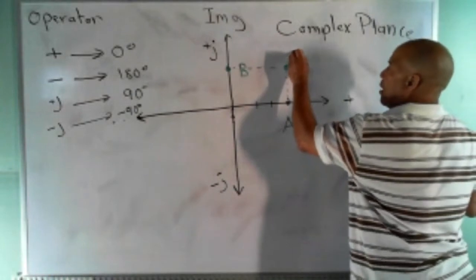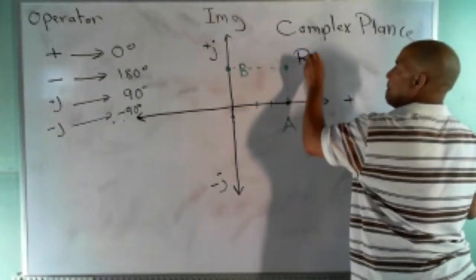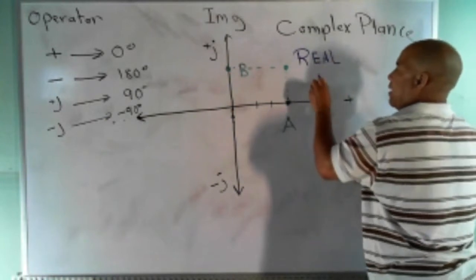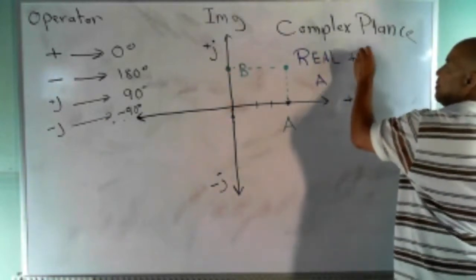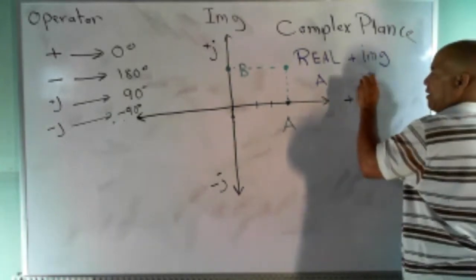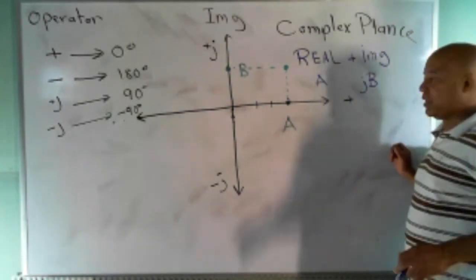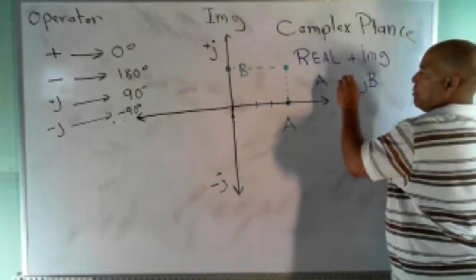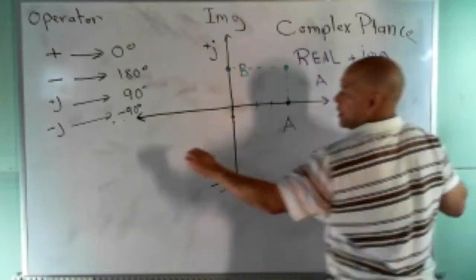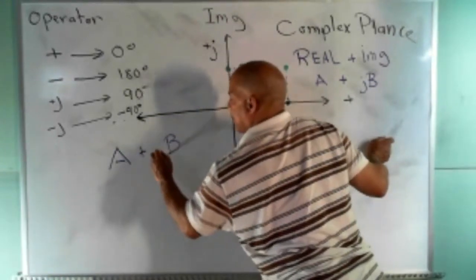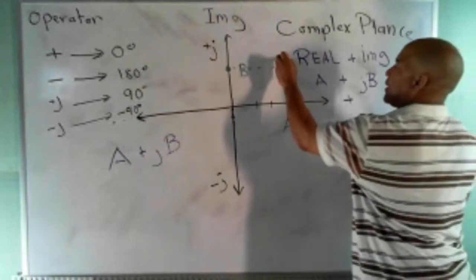You have a real part. That's the A. And you have an imaginary part. That's the B, and we usually put a J in front of it so that we know it's imaginary. So if I have a real part plus an imaginary part, that A plus JB, we call that a complex number.